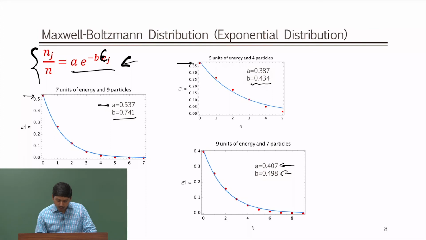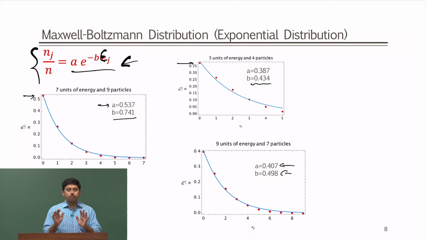So, you will come to know later on that this B is not just simply a constant. The B is associated with the temperature, and B is in fact 1 by kBT, 1 by temperature. So, kB is the Boltzmann constant, we will come to know that. And then essentially what you are going to get is that N j by N will be nothing but A e to the power minus E j by kBT. We will come back to that later on.